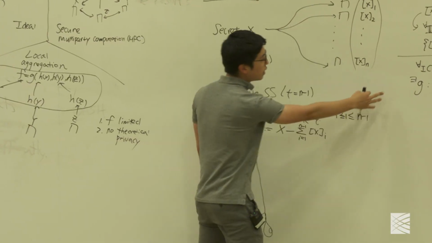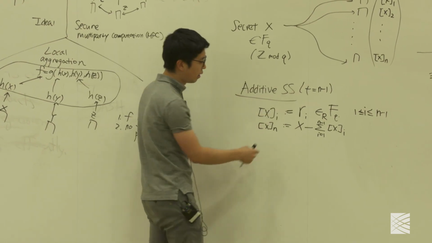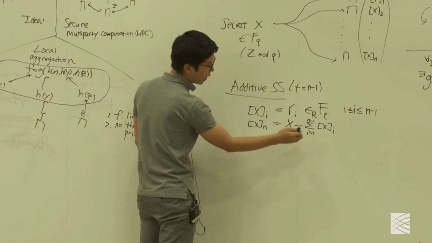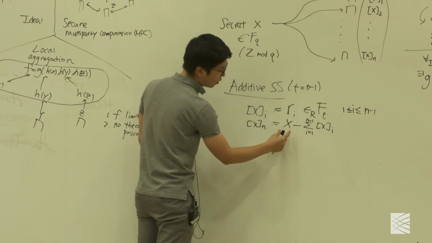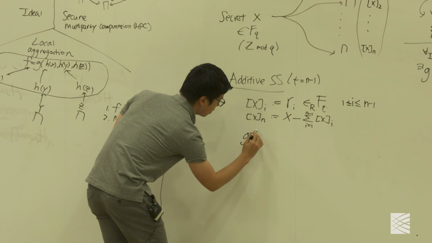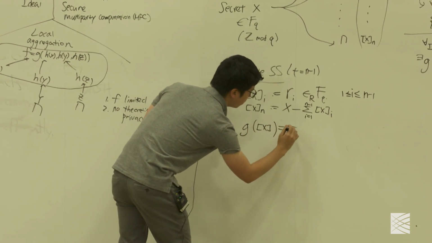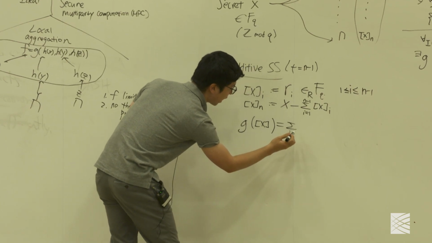Now, for utility, if you have access to all these shares, then you can just add them all up. Then the summation of all these random numbers will cancel out this component, and you get x back, right? So in other words, the reconstruction function will just be the summation of all shares. And that's why this is called additive secret sharing.